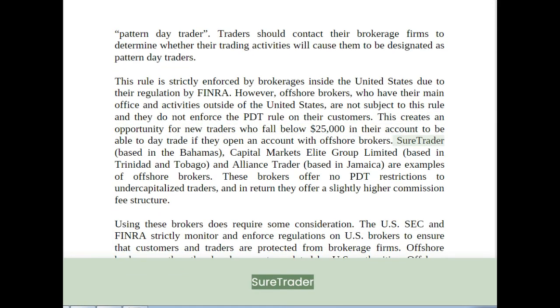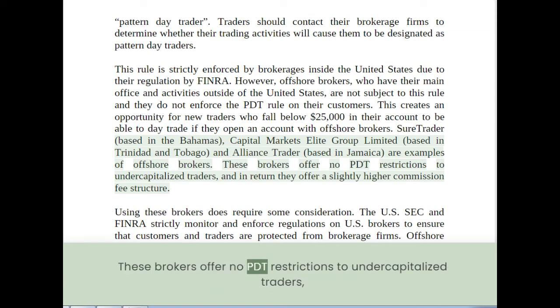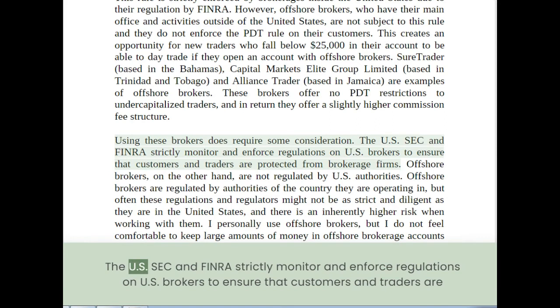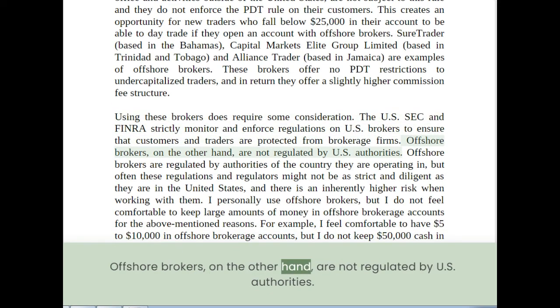Surrey Trader, Capital Markets Elite Group Limited and Alliance Trader are examples of offshore brokers. These brokers offer no pattern day trader restrictions to undercapitalized traders, and in return they offer a slightly higher commission fee structure. Using these brokers does require some consideration. The US SEC and FINRA strictly monitor and enforce regulations on US brokers to ensure that customers and traders are protected from brokerage firms. Offshore brokers, on the other hand, are not regulated by US authorities.